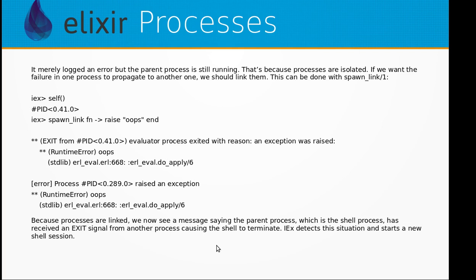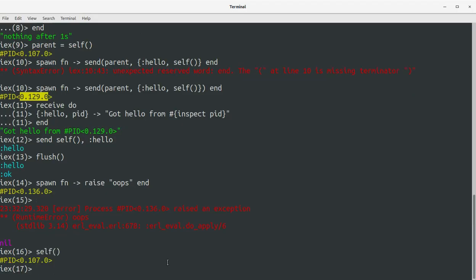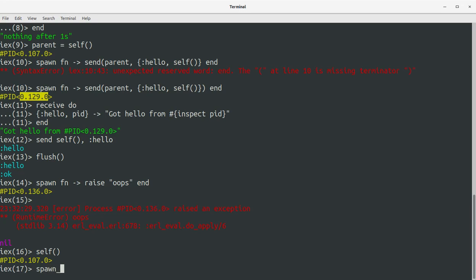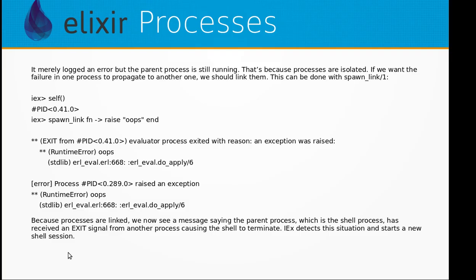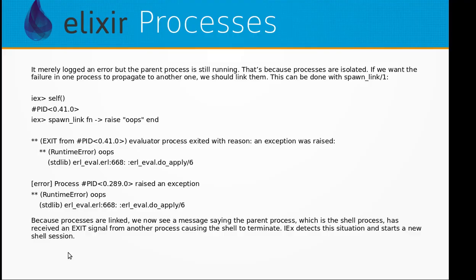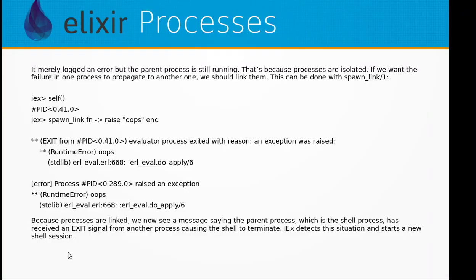That's because processes are isolated. If we want the failure in one process to propagate to another one, we should link them. This can be done with spawn_link. So if I want to see the PID of the shell process, use self. Now let's link the spawns using the spawn_link function, raise oops, end.